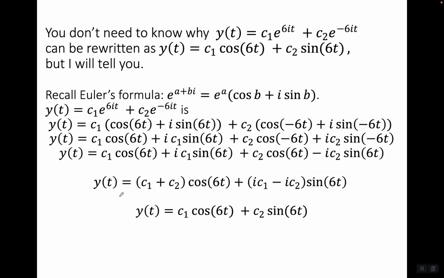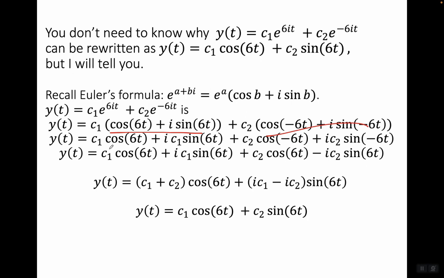So you don't need to know why y of t equals c1 e to the 6it plus c2 e to the negative 6it can be rewritten as y of t equals c1 cosine 6t plus c2 sine 6t. But I'm going to tell you anyway. Recall Euler's formula: e to the a plus bi equals e to the a times cosine b plus i sine b. So let's apply that to the exponent 6it. We have c1 e to the 6it plus c2 e to the negative 6it, and we're going to end up with c1 times cosine 6t plus i sine 6t plus c2 times cosine negative 6t plus i sine negative 6t.